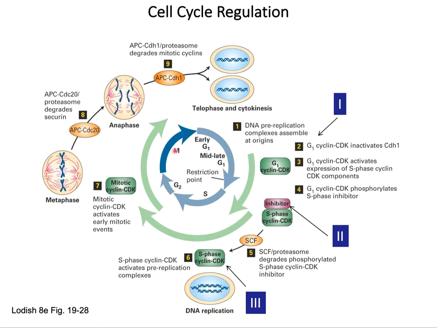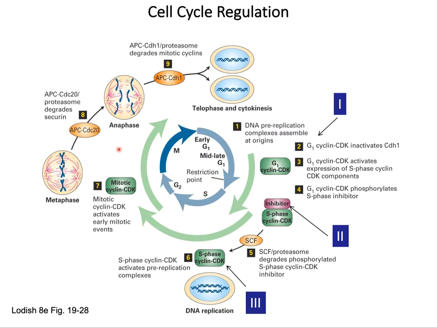All the cells move from metaphase to anaphase. A second proteasome complex becomes activated, and this proteasome complex is responsible for degradation of a protein known as securin. And securin is one of the proteins in the cohesin complex that is holding the two sister chromatids together.